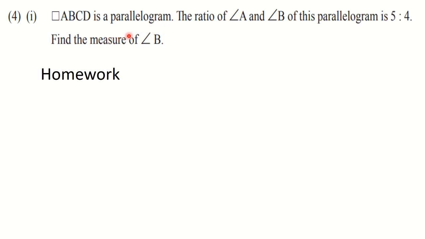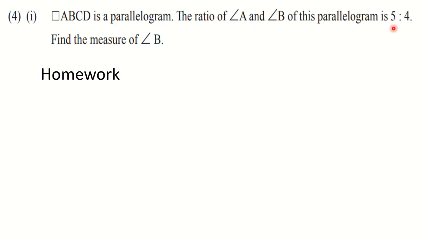You know that the opposite angles of a parallelogram are congruent and the adjacent angles are supplementary. That means the sum of their measures is 180 degrees. So here, see angle A and angle B. They are adjacent angles, and since they are the interior angles of two parallel lines, they are supplementary. That means their sum is 180 degrees.